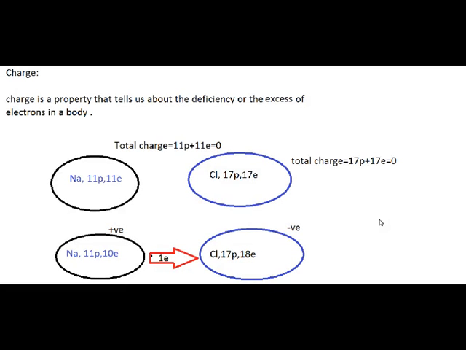Hence, the total charge is 0: 11 protons plus 11 electrons equals 0. And similarly for chlorine, the total charge equals 0, because there are 17 protons, 17 positive charges, and 17 equal negative charges. Therefore, the total charge would be 0.